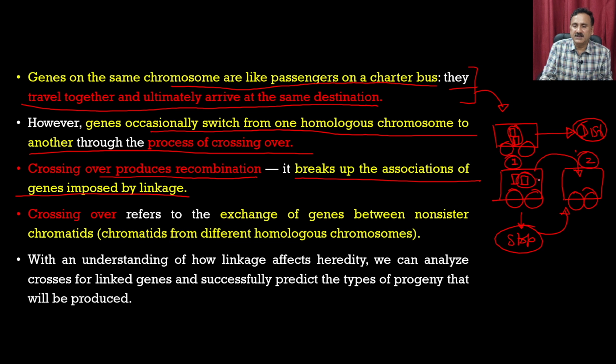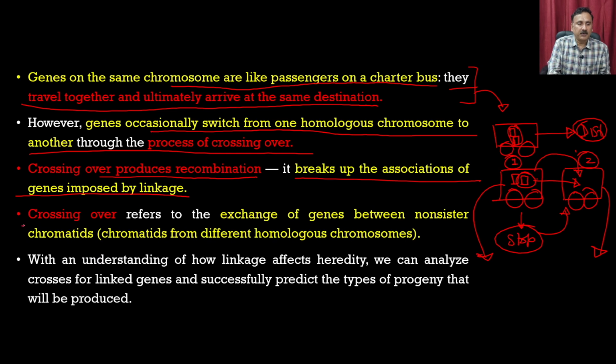So one of the genes goes from this place to this place, and that's how these two people are going to be on an independent route, right? So this particular bus is going somewhere else, this bus is going somewhere else, right? So basically, once the crossing over happens and the linked genes are separated from each other, their movement from one generation to the next will not be together, they will be separate. So crossing over refers to the exchange of genes between the non-sister chromatids.